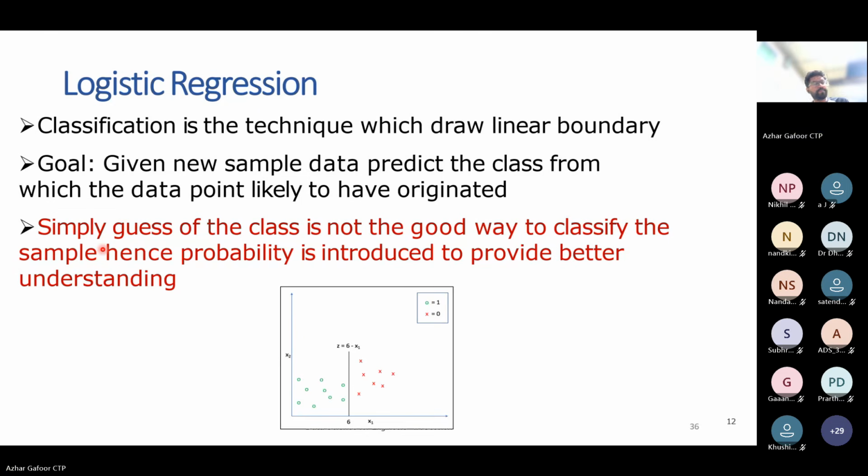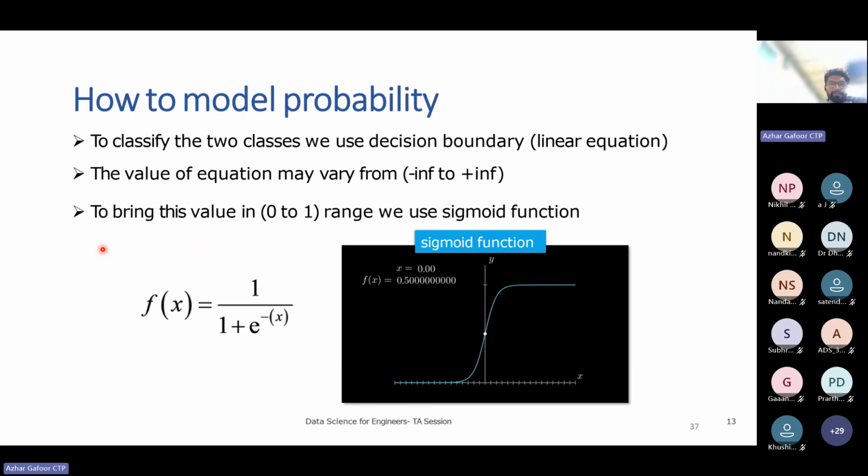the probability by which we can guess a new class is half, right? So it can be either class 1 or class 0. So simply guessing a class is not a good way to classify the sample. Hence probability is introduced to provide better understanding. So what is the logistic function? The sigmoid function is otherwise called the logistic function.